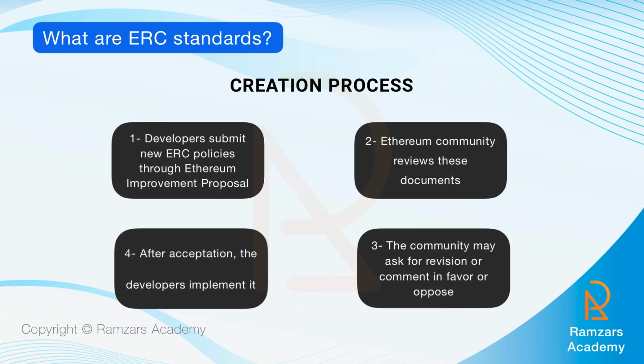To understand the working flow of the ERC, you have to look at the diagram here. This diagram illustrates the creation of ERC standards. In the first process, different developers submit new ERC policies through the Ethereum Improvement Proposal, which is called the EIP in short. After the proposal has been submitted, the Ethereum community reviews the document, and then they may conduct a poll among the members in favor or opposed to the revision. After the members vote in favor of the proposal, the developers implement those policies and create new standards.